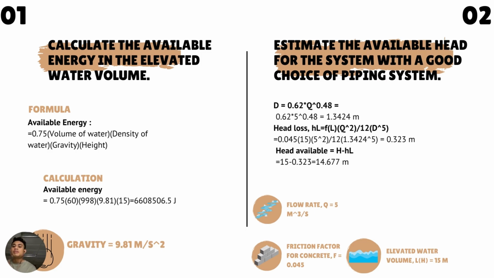We put the value into the heat loss formula, and we get 0.323 meter. The heat available is 15 minus 0.323, and we get 14.677 meter. That is how we calculated question number 1 and number 2.